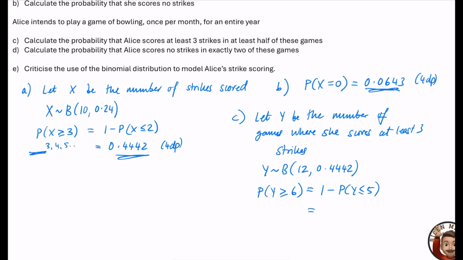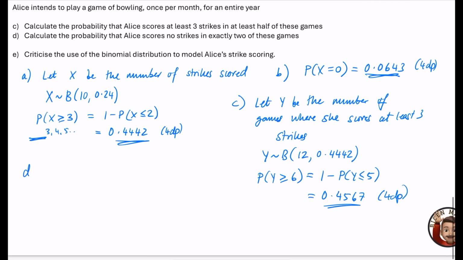But I can do it on my graphics calculator straight away, so I will do that. So I'm saying greater than or equal to 6, and there are 12 and 0.4442. Don't worry about the fact that I've used a rounded version of this. Mark schemes would allow for that. And that is 0.4567 to 4 decimal places.